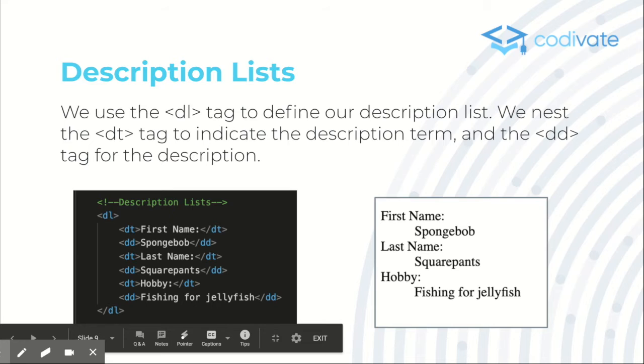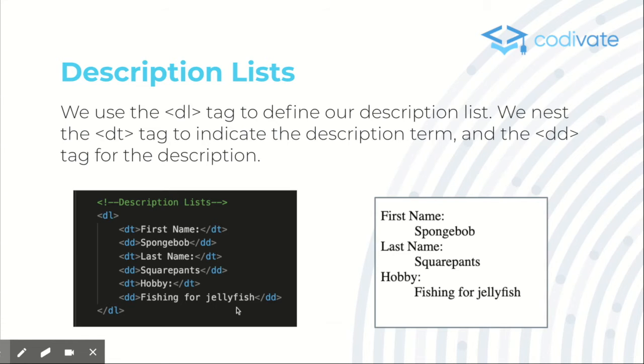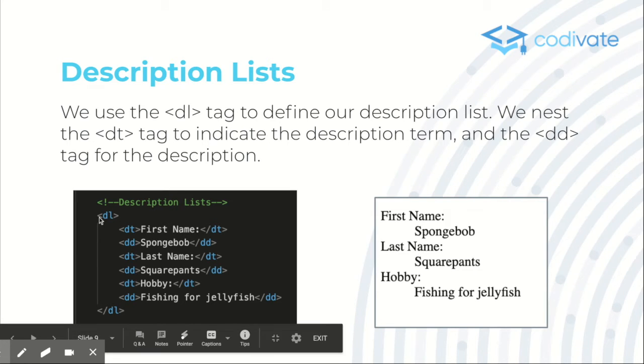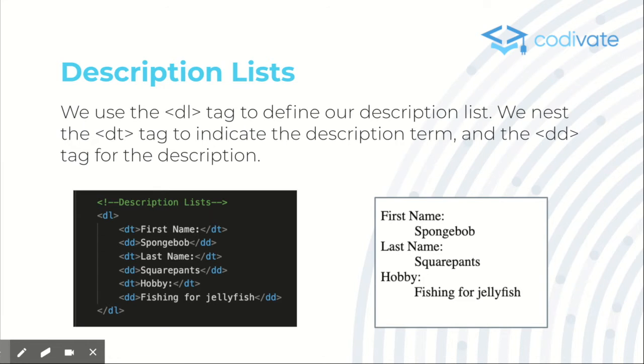Over here, we can use the DL tag to define our description list, as shown here, and then inside we would use a DT tag to indicate the description term, and the DD tag for the description. So DT would be like the term, so first name, and then the data would be SpongeBob. Notice how there's an indentation here, so that would indicate that the data is actually associated with the term.